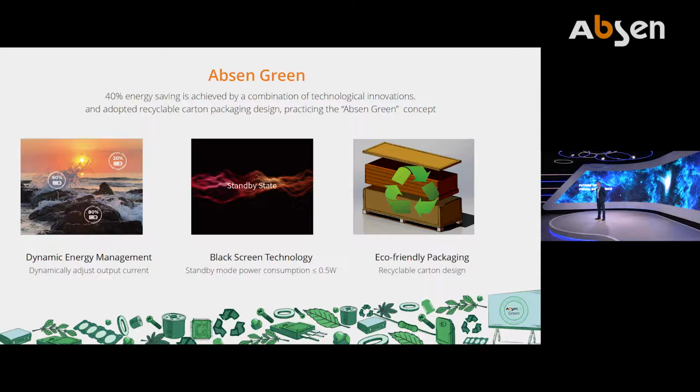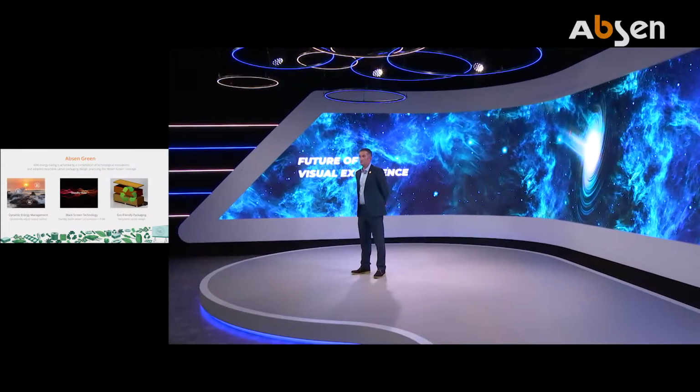Energy saving is achieved by a combination of 3 technological innovations. Absen Green is the green concept that Absen has always advocated, advocating the sustainable development of the global environment and the green environmental protection standard for the LED display industry. Absen Icon uses multiple innovative green-saving technologies that save up to 40% of energy under the same conditions. This includes dynamic energy-saving technology, dynamic adjustment of output content and current, black screen energy-saving technology, and really importantly, a standby mode power consumption of less than 0.5 watts.